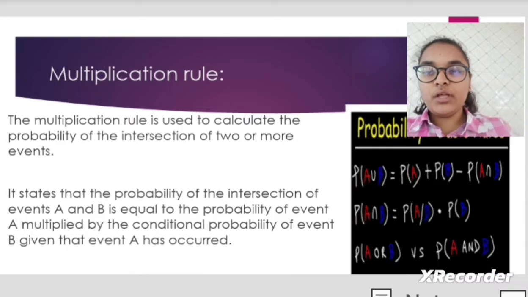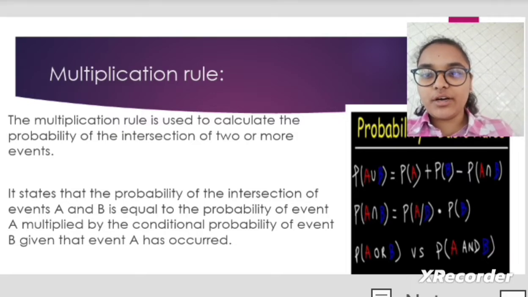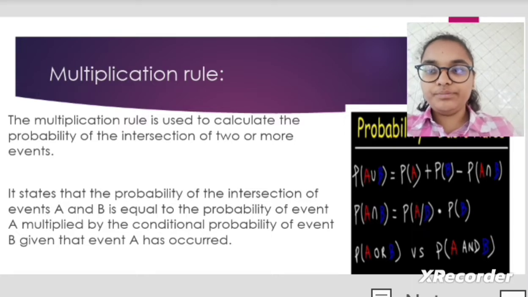Multiplication rule. The multiplication rule is used to calculate the probability of the intersection of two or more events. It states that the probability of the intersection of events A and B is equal to the probability of event A multiplied by the conditional probability of event B given that event A has occurred.